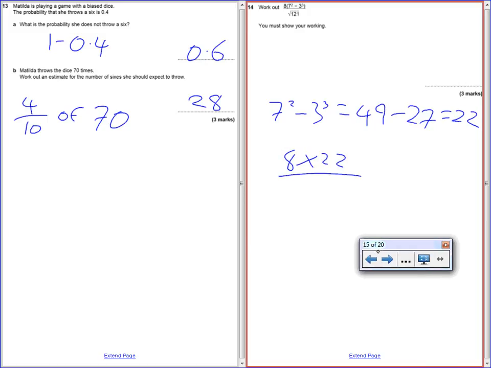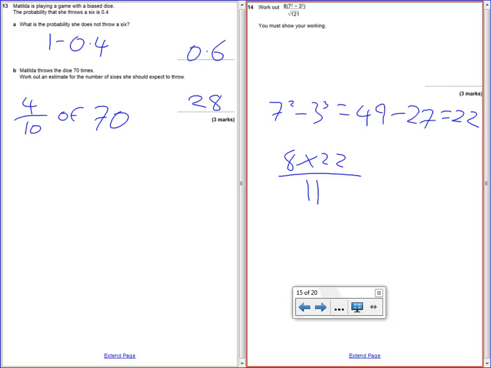Now the square root of 121 is 11. 8 times 22, well 8 times 20 is 160. 8 times 2 is 16. So it's 176 divided by 11. And the answer to that is 16.